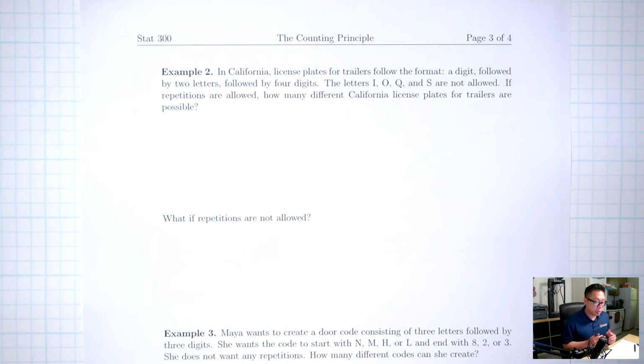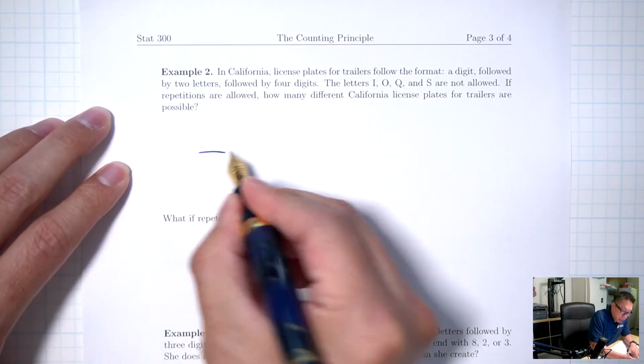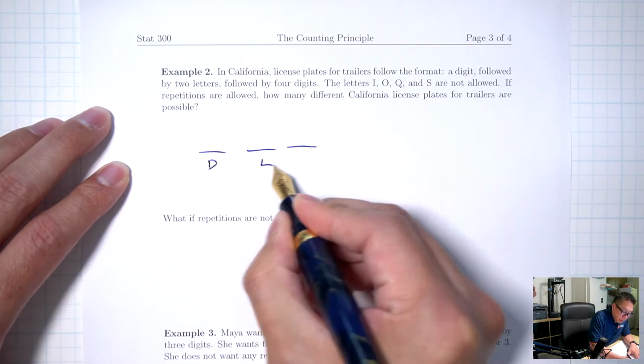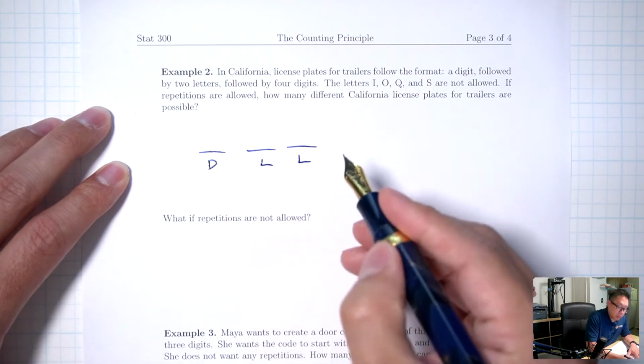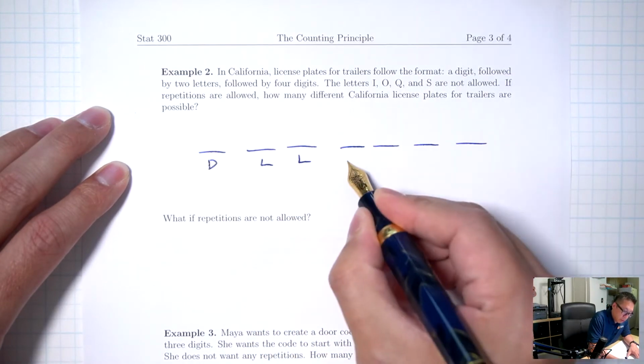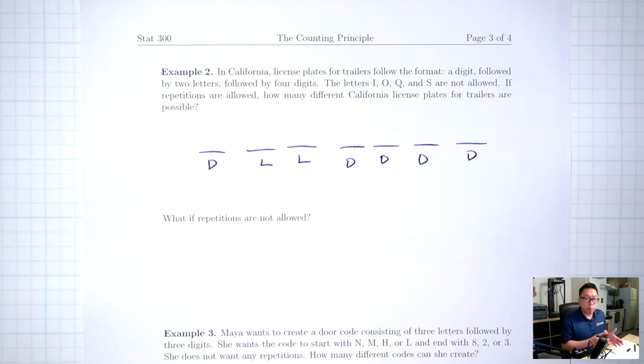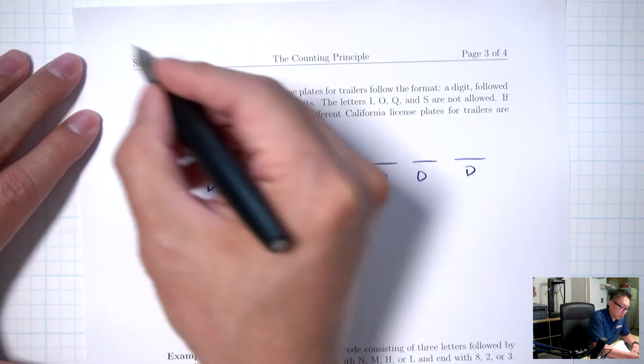First thing we need to do is decide how many blanks we need. So think of making a license plate as choosing each individual digit or letter. So we have a choice for digit. I'll label that with a D. Two letters. Letter. And then four digits. 1, 2, 3, 4. And these are digits. And then go through for each blank and count how many options you have for each blank. First blank is digit. So when I say digit, I mean 0 through 9. So 0 through 9.